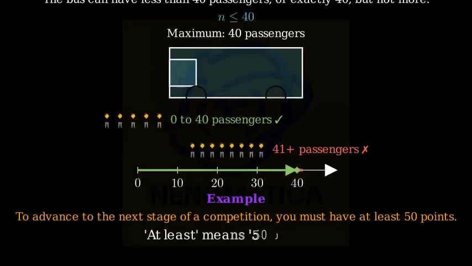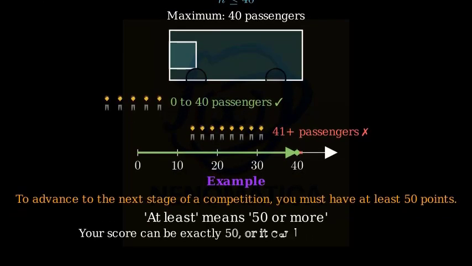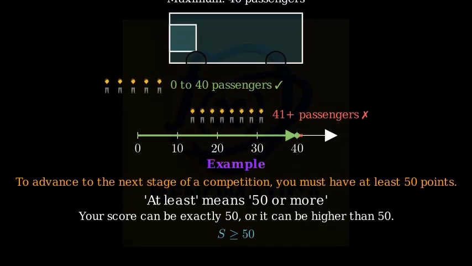The phrase, at least, means that you need 50 or more points to advance. This means your score can be exactly 50 or it can be higher than 50. If we represent your score as S, then we have the inequality S is greater than or equal to 50.